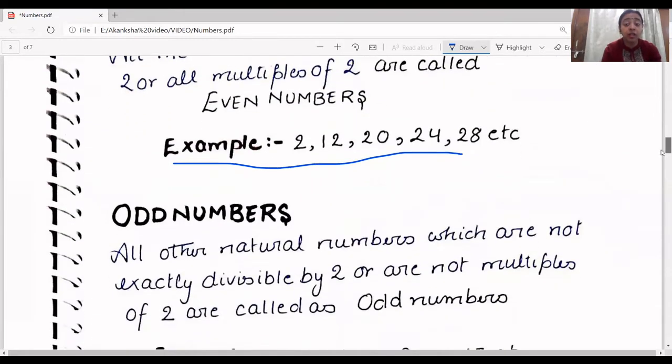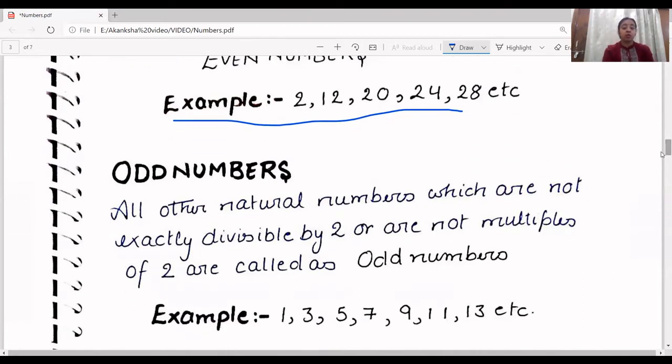So coming to odd numbers. Now, odd numbers are all natural numbers that are not divisible by 2. Anything that is not divisible by 2 or is not a multiple of 2 is called odd numbers. Examples of odd numbers are 1, 3, as you can see here, 5, 7, 9, 11.